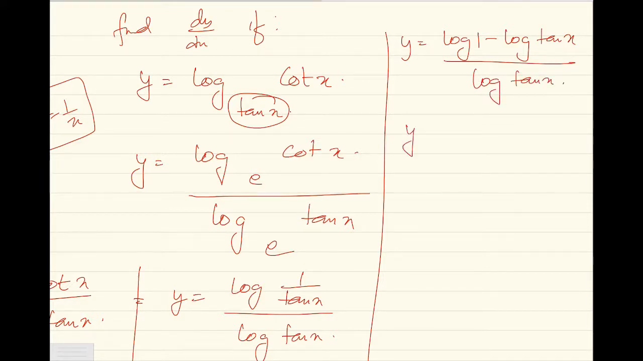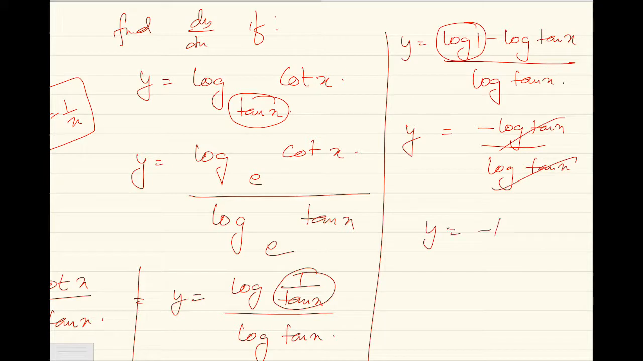How is it possible? Because log a by b is log a minus log b, you know that formula, the quotient rule. Now log 1 means how much, everyone? Log 1 means 0, so no need to write it. So minus log tan x divided by log tan x cancels, so y equals minus 1. So differentiating, dy by dx will be 0. Very simple answer. Until I convert this to base e, I could not have solved this sum.